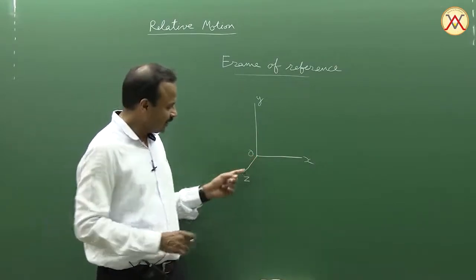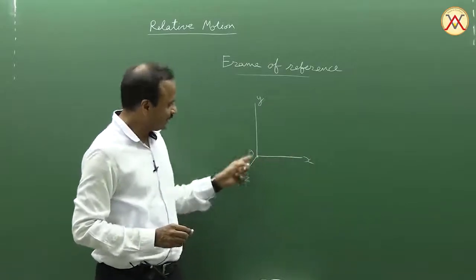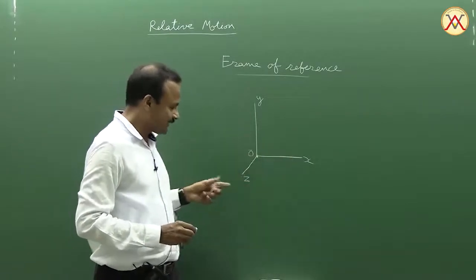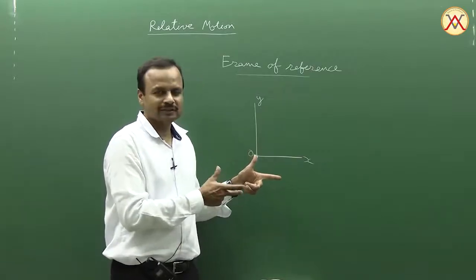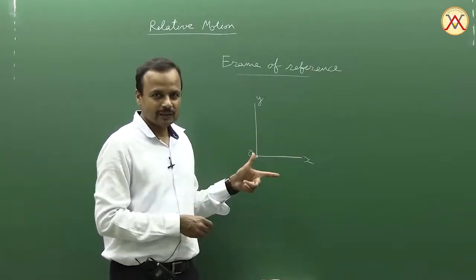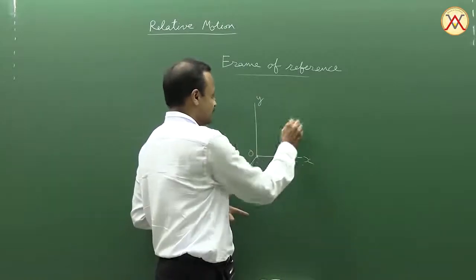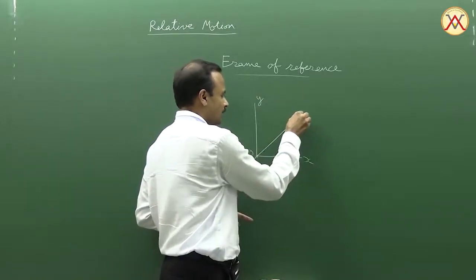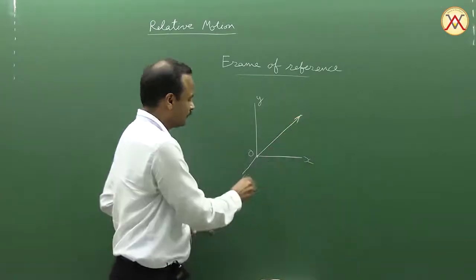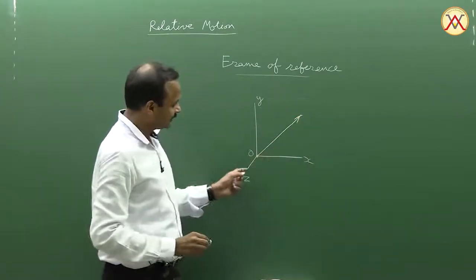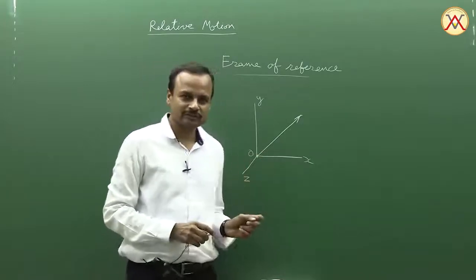Imagine there are these three rods attached to a point. One along the x-axis, one along the y-axis, one along the z-axis. So three rods like this. This is what a frame of reference is. The position of any point, we always mark it from the origin of this frame of reference.